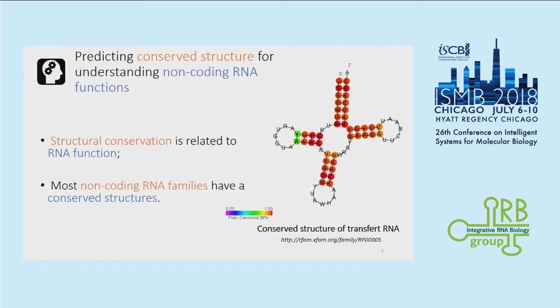The prediction of conserved structure is still relevant. It is really important because it helps us to understand non-coding RNA functions. Why? Simply because there is a tight relationship between structure conservation and RNA function, and also from the fact that a vast majority of non-coding RNA families have a conserved structure. So here I put an example of a typical conserved structure of tRNA with a specific cloverleaf shape.